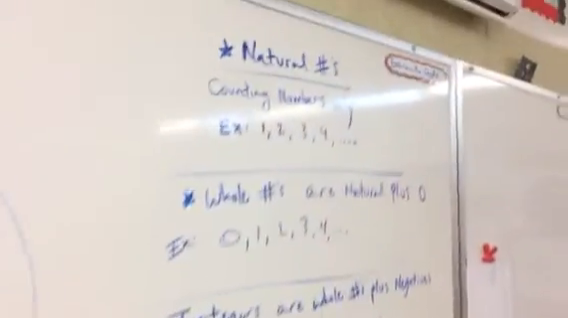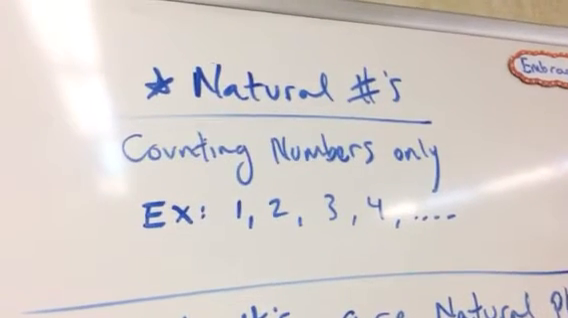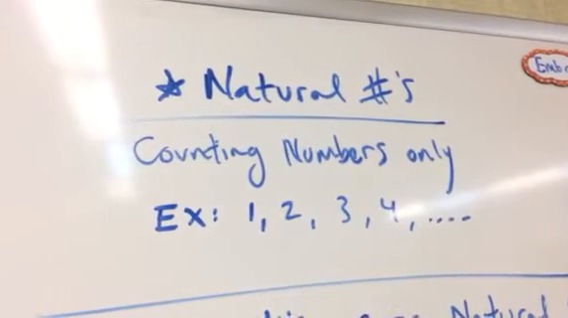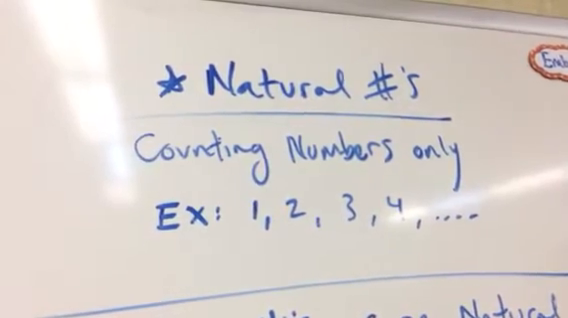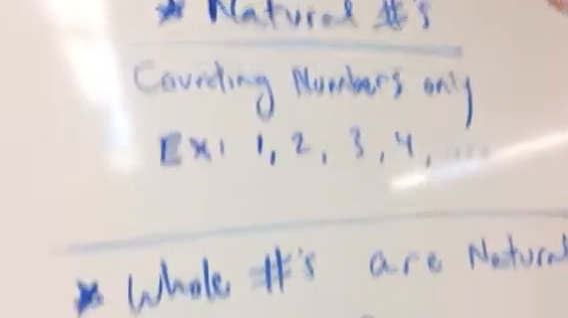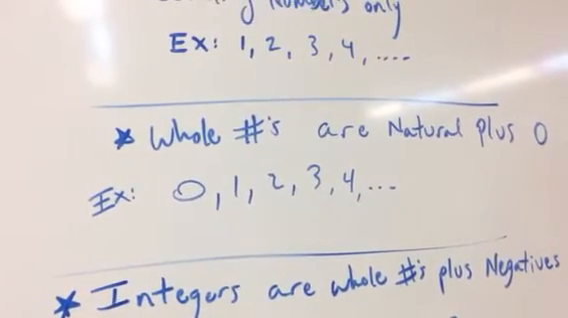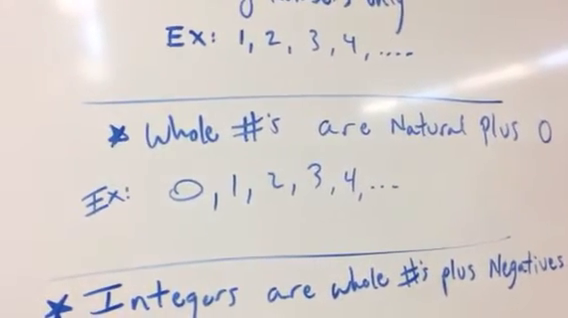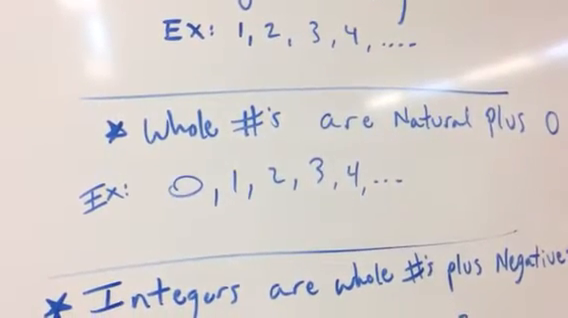The first real number you need to know is natural numbers. Natural numbers are counting numbers. Only 1, 2, 3, 4, 5, 6. It goes on forever, but it starts with 1. Excludes 0. The next subset we want to talk about is whole numbers. Whole numbers are natural numbers, but you have to start with 0. 0, 1, 2, 3, 4, 5, and so on.